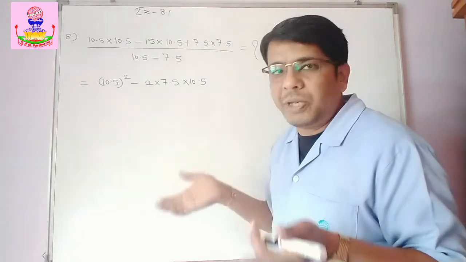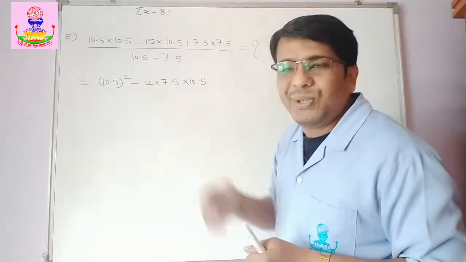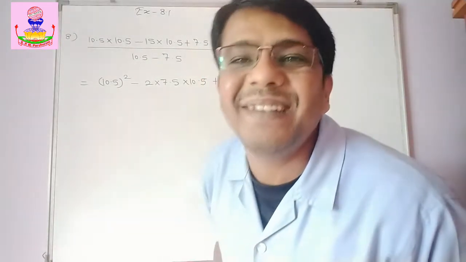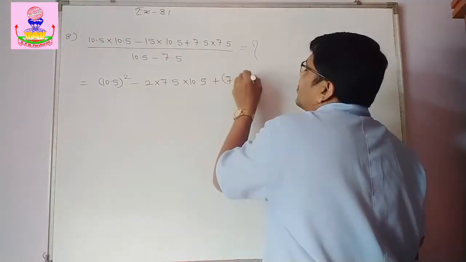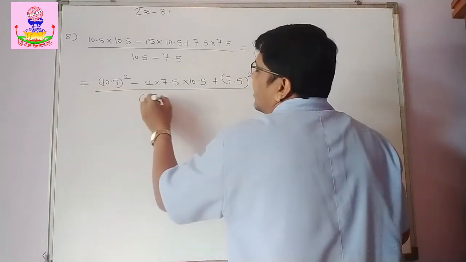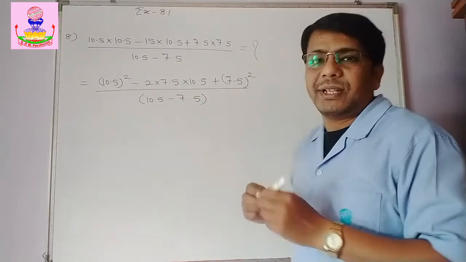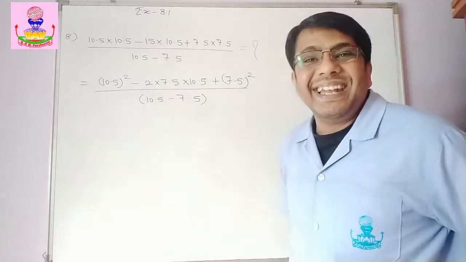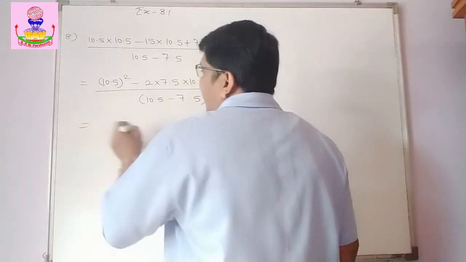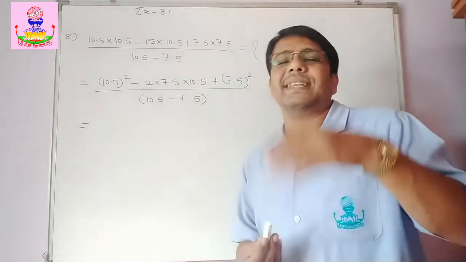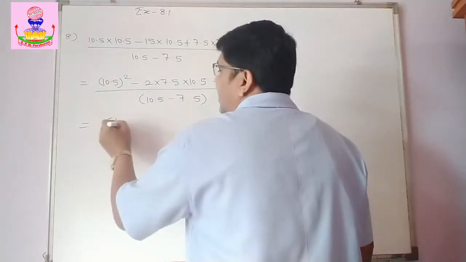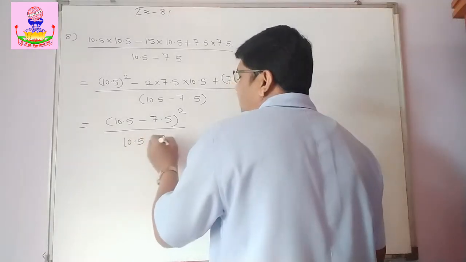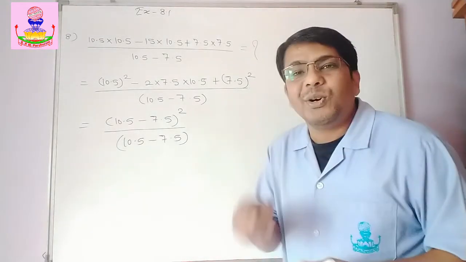See what I have done. 7.5 2s are 15. So I have expressed 15 as 2 into 7.5, into 10.5. And this 7.5 into 7.5 is b into b, b square. So 7.5 whole square, divided by, keep this in one bracket, 10.5 minus 7.5. Now see the numerator, what it is: a square minus 2ab plus b square. Identity, right? Whose identity is it? Exactly, a minus b whole square. So I can write this as 10.5 minus 7.5 whole square, and 10.5 minus 7.5 in the denominator.